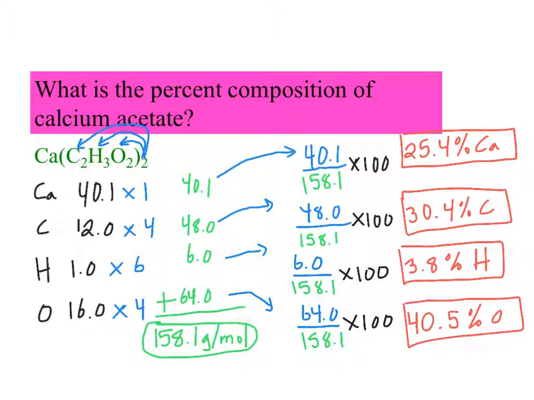So, in the percent composition problems, you are going to have percentages that add up to right at 100, and it tells you the amount, or the percentage, of each element that's making up the mass, or the molar mass, or the molecular weight.